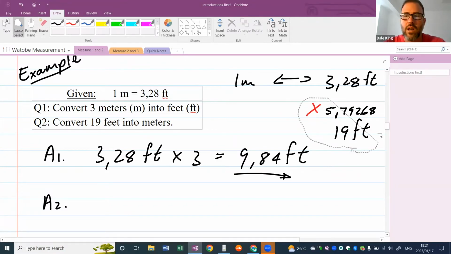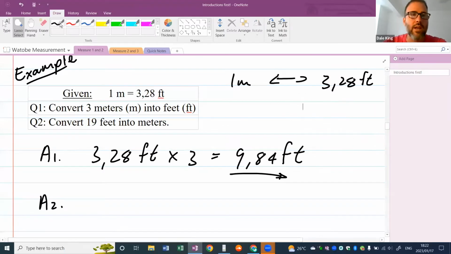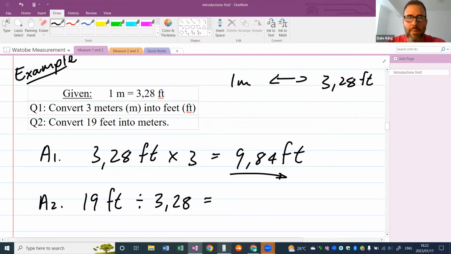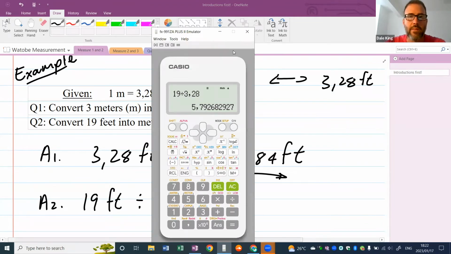All right. So now when I get to my question and say convert 19 into meters, just like you guys said, I have to divide. Okay, so I'm going to take my 19, let's do it down here. I'm going to say 19 divided by 3,28, and let's see what we get. All right, same number. Okay, so if you had 3,28 and you times it by 5.79268, you get back to 19 again. So to go from 19 back to 3,28, you divide by 3,28.